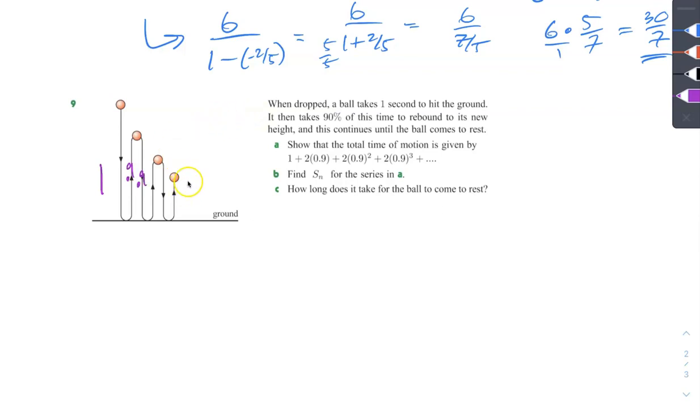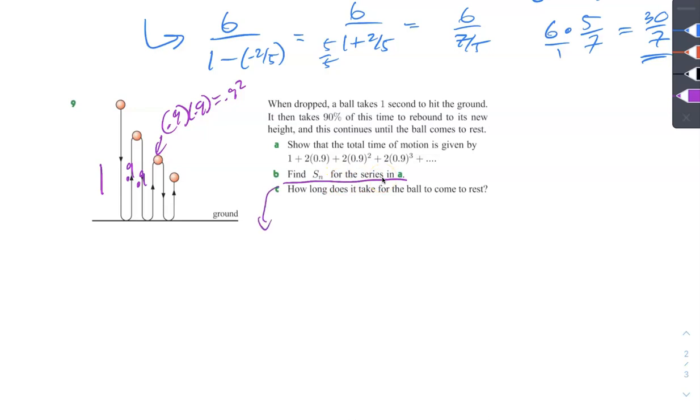Then 90% of that to go back up again. So it'd be like, what, 0.9 times 0.9? Also known as 0.9 squared. That's where you start seeing that come in, right? So you double it. So that's how I would show it. It's like that. It'll go on forever. Find Sn, the sum of the series.